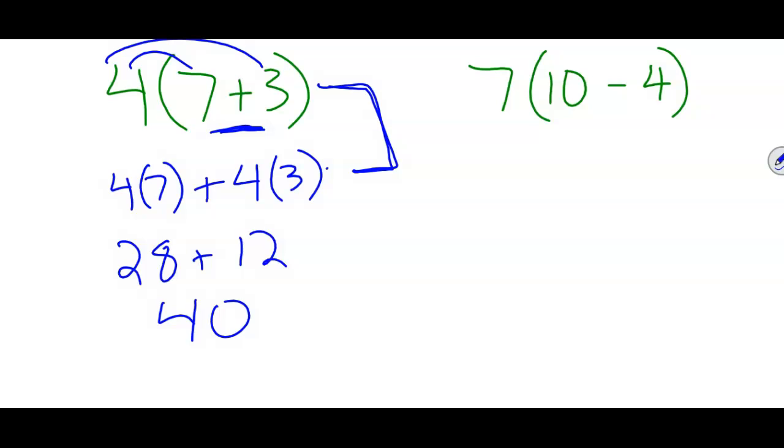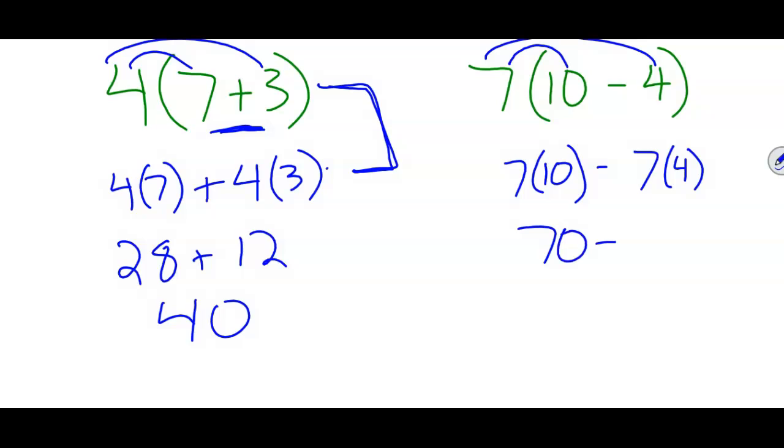Then the next one. 7 parentheses 10 minus 4. Annabelle. 7 times 10 minus 7 times 4. 70 minus 28. You get 42.